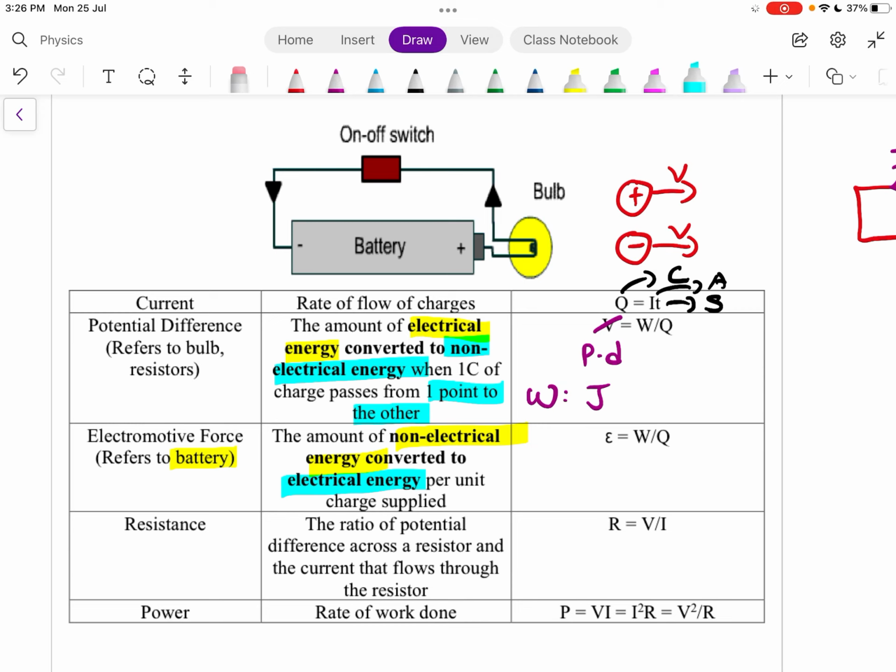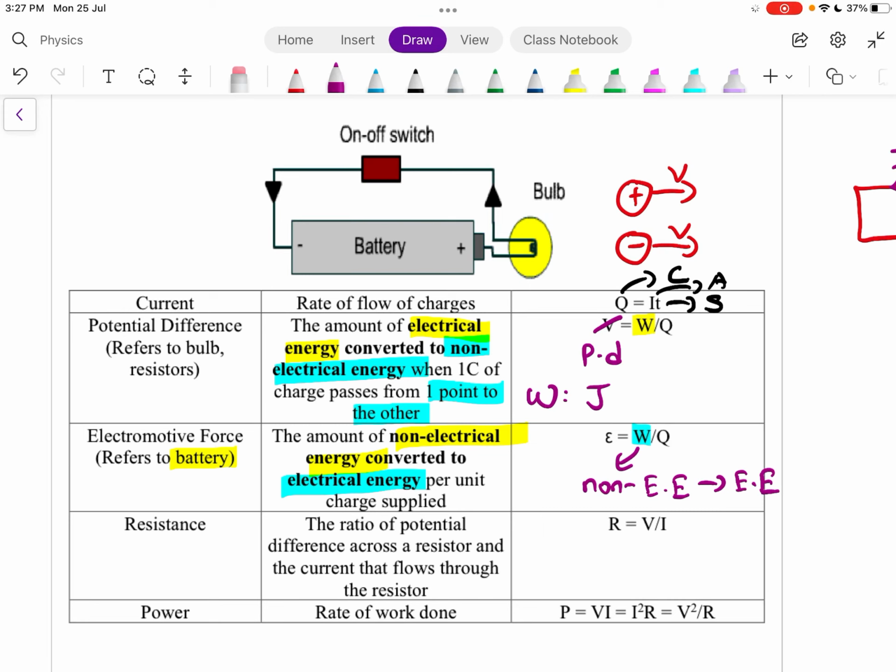But take note of the difference between this W and the EMF W. For EMF, the W is from non-electrical energy to electrical energy. For example, for a battery, chemical potential energy is converted to electrical energy. That's the meaning of your EMF, divided by Q, which is the charge in coulomb, SI unit.